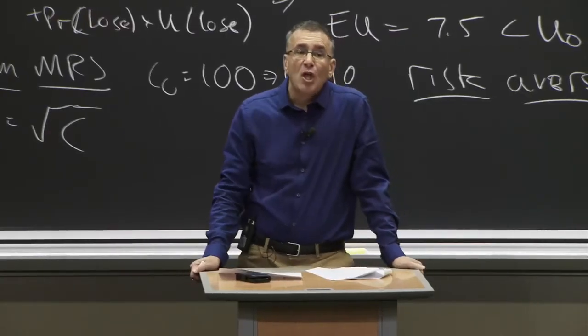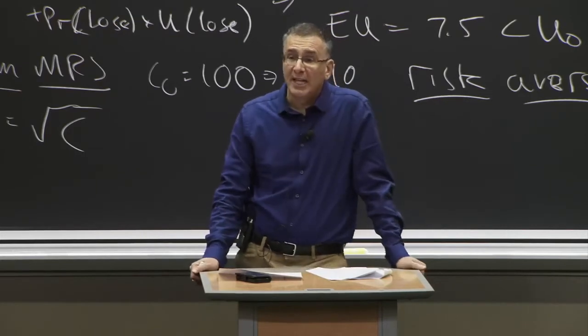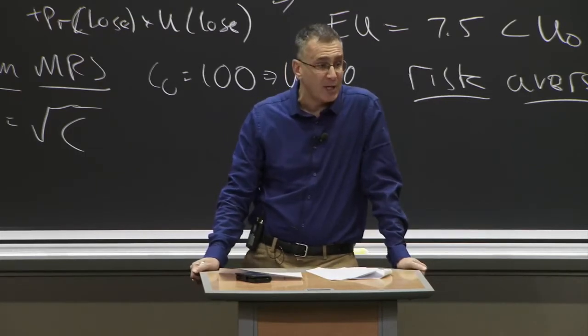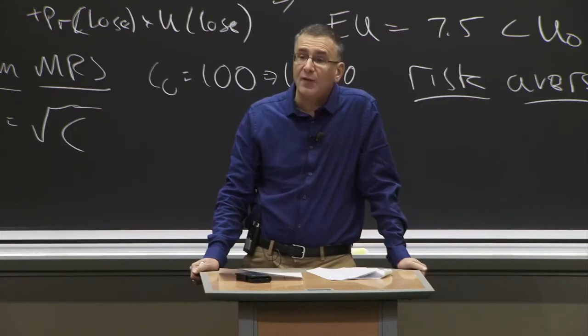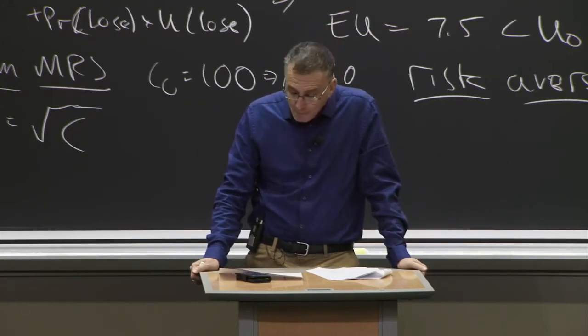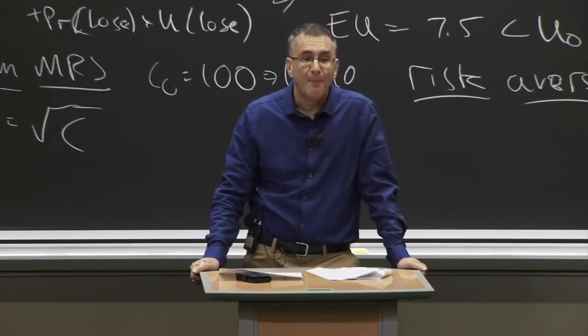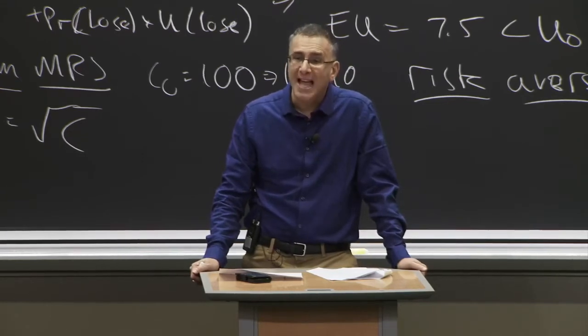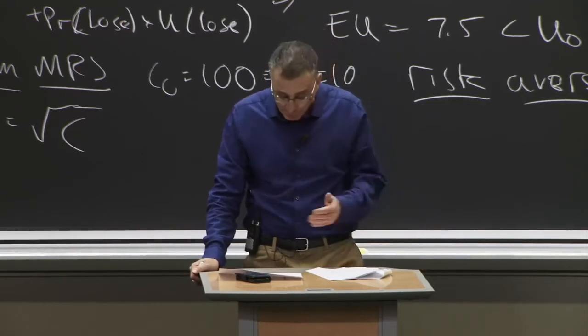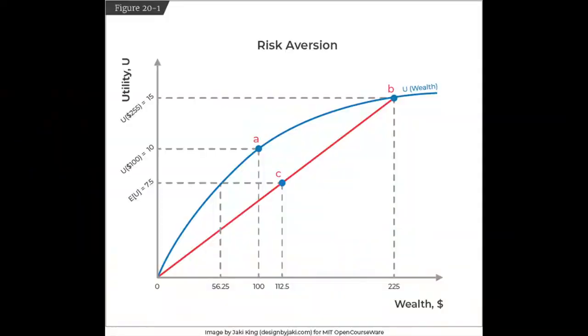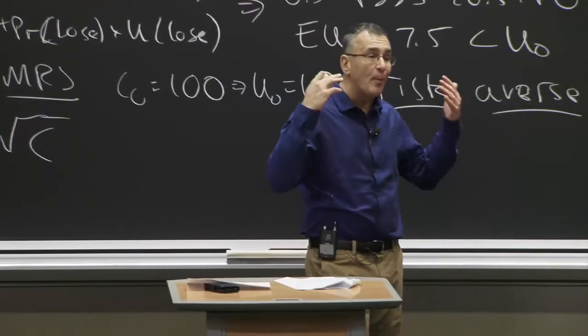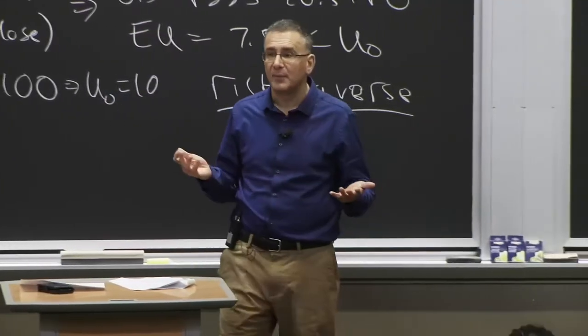And that's because we're not using a linear combination. We're using a nonlinear, concave combination, which means that moving up in terms of wealth makes you less happy than moving down in terms of wealth makes you sad. And you're really sad at 0. So going from 100 down to 0 makes you way sadder than going from 100 up to 225 makes you happier. And that's all because of diminishing marginal utility of income.